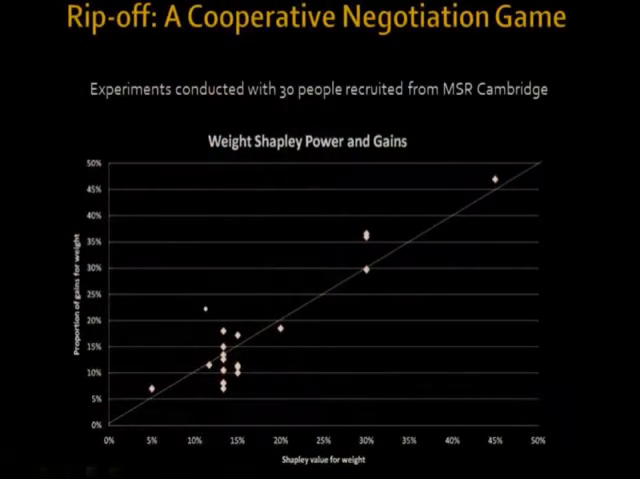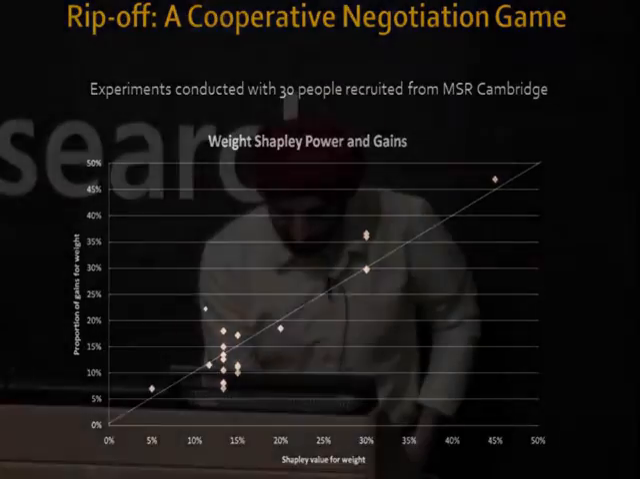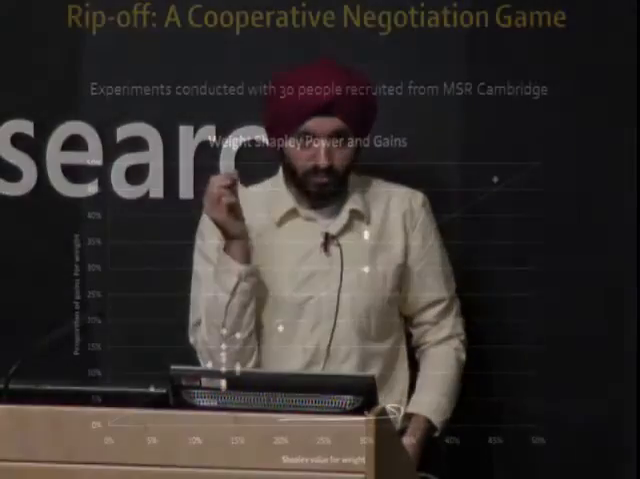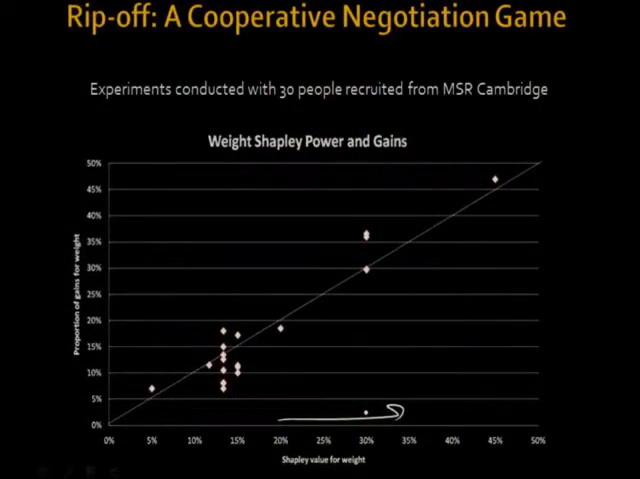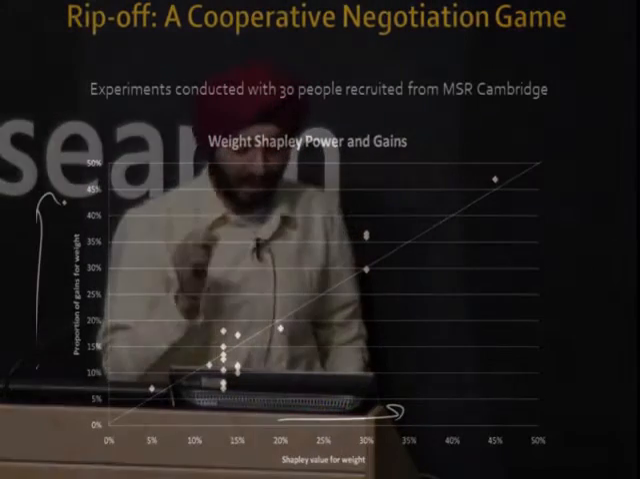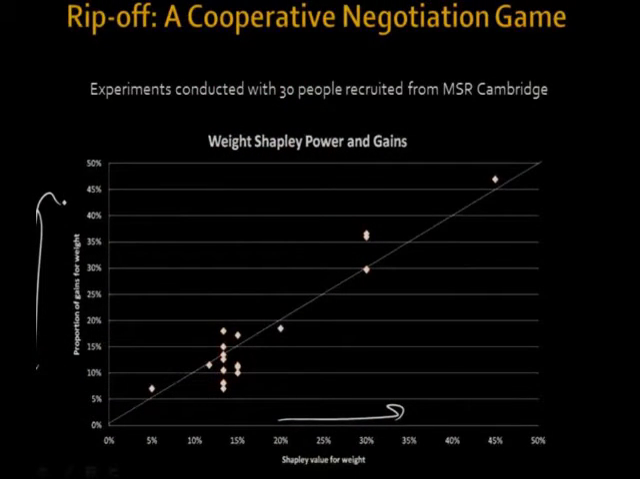And this is the set of results we got. On the x axis you see the Shapley value of that player, and on the y axis you see the actual proportion of the payoff that they took out of the game. You saw that it was roughly proportional. So, we thought, okay, that is great, people are playing Shapley. There were some deviations, but not a lot.